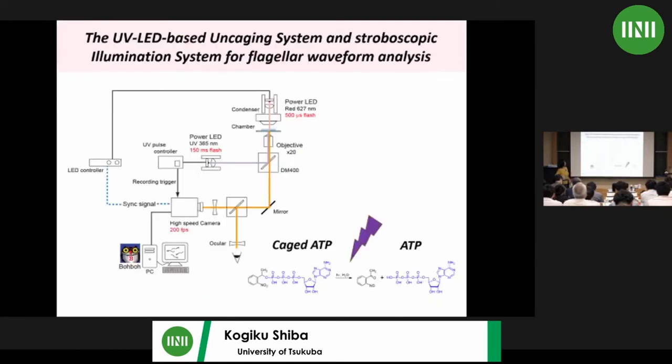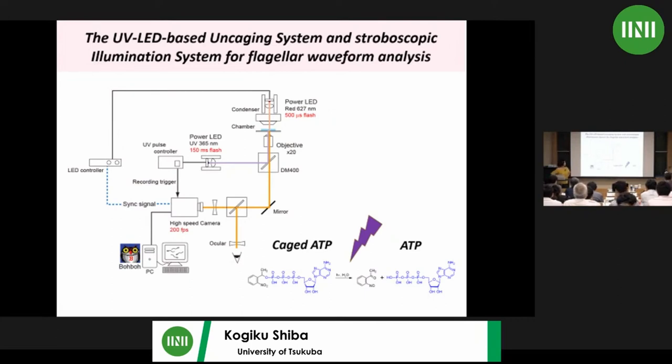So for further analysis on the regulatory mechanism of sperm motility, we developed a new uncaging system using a caged compound. We are interested in how calcium is regulated and how it regulates the generation of the flagellar waveform. So we use caged ATP.